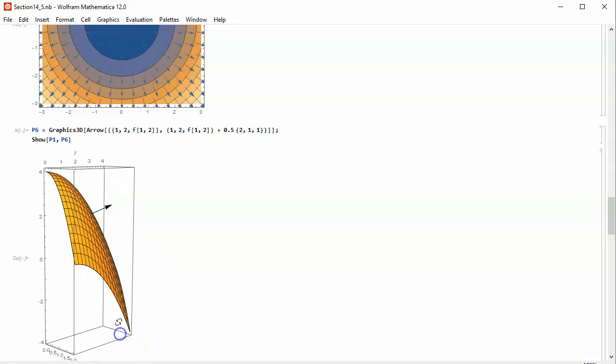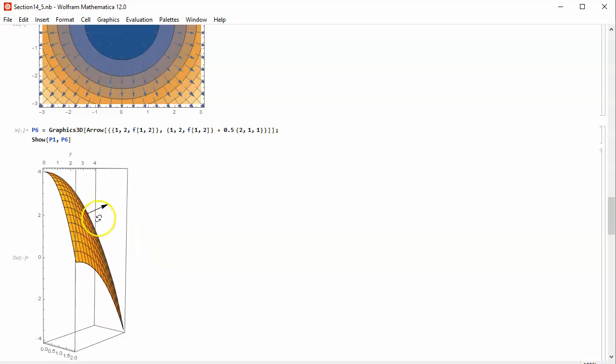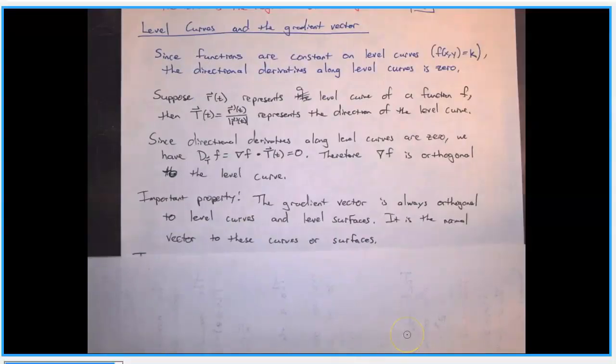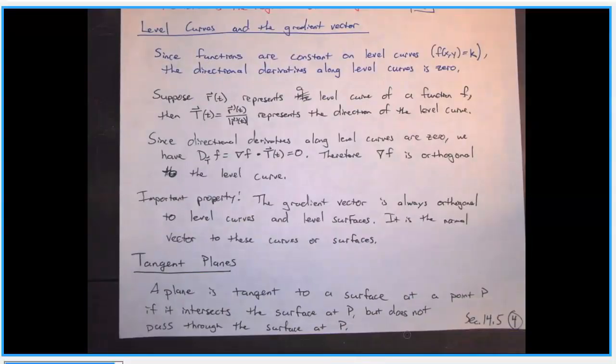So how can we define something rigorously? That is, how do we say something's orthogonal to a surface? For curves, we say it's orthogonal to a curve if it's orthogonal to the tangent vector. So do we have something analogous for surfaces and things in 3 dimensions? And we do. Now we get the idea of tangent planes.